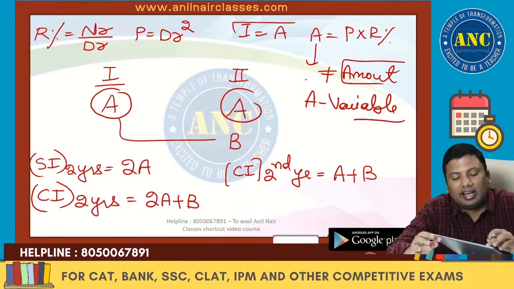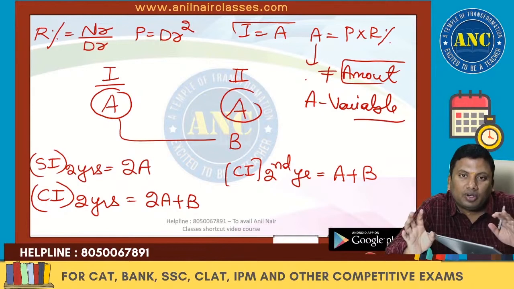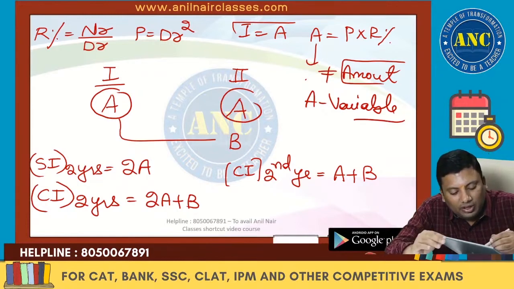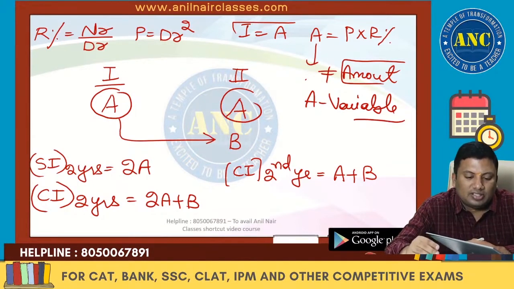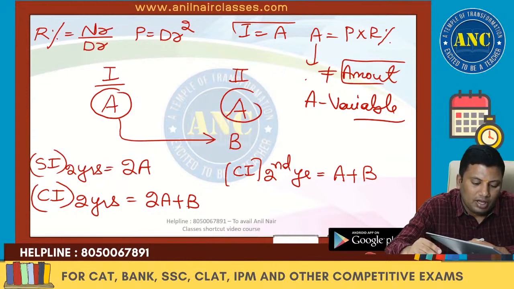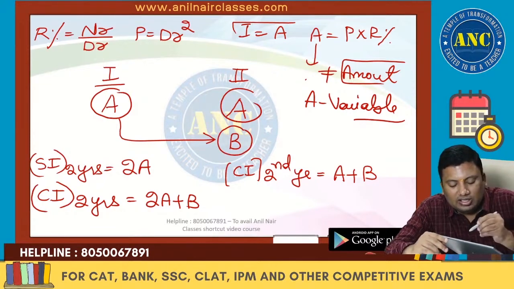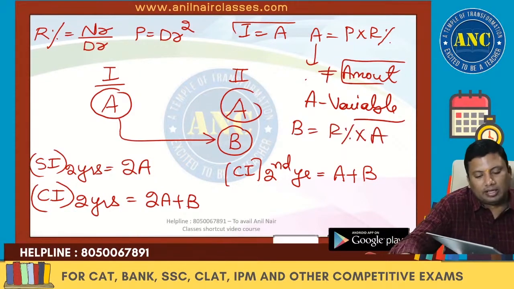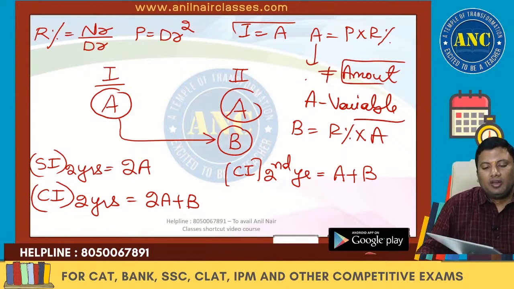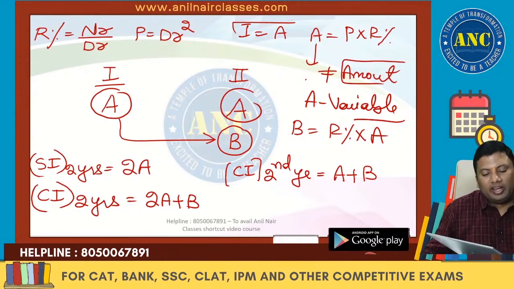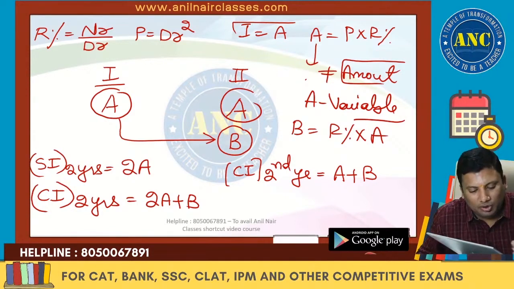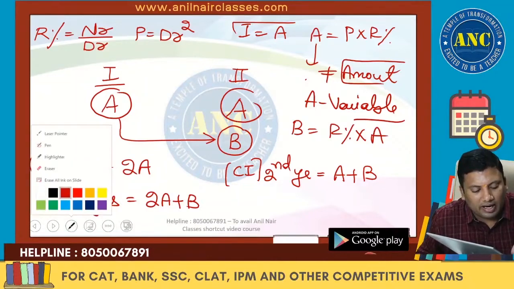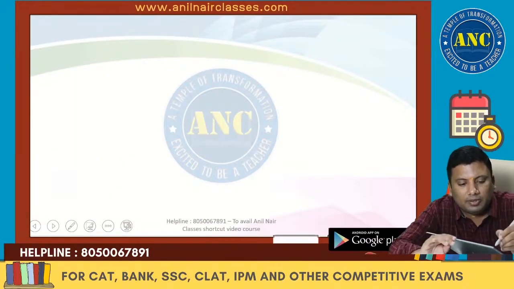Total CI for 2 years is SI for 2 years plus something. So this is nothing but B. B is nothing but R percentage of A. Once we do one more problem, then it will be extremely clear to you. All this is also not required once you know the concept.